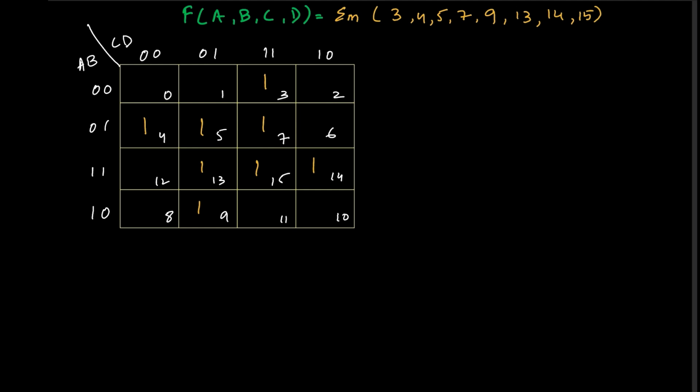Now it's time for grouping. In a K-map you can group either in twos or in fours, not by threes or fives. They are not allowed in a K-map. So we will find out possible groups. So we have 4 groups in our K-map now.